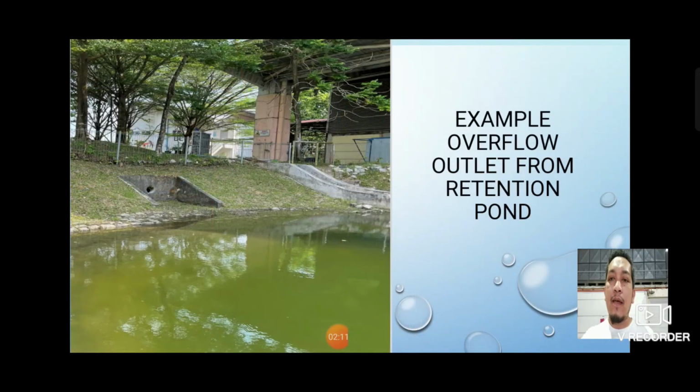For the last slide, this is an example of a flow outlet for the retention pond. The function of the flow outlet is to release overflow water to the pond or nearby river to make sure flooding does not occur.